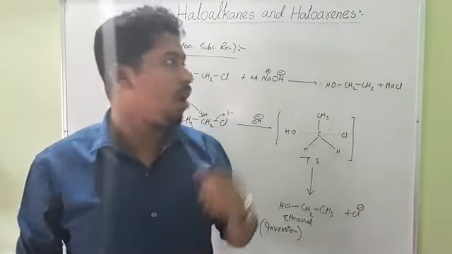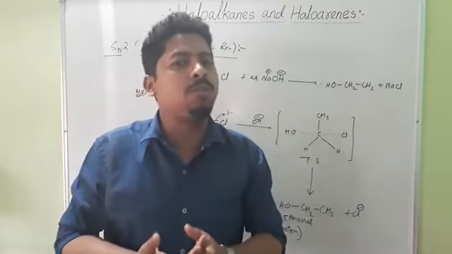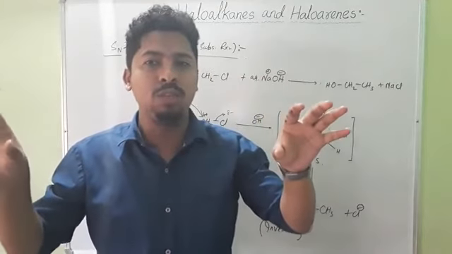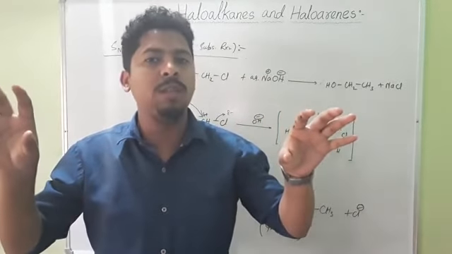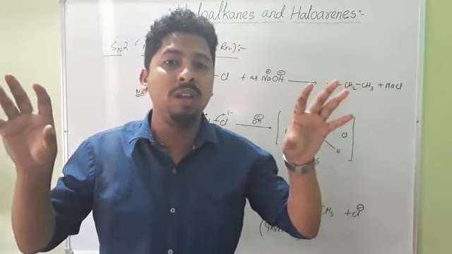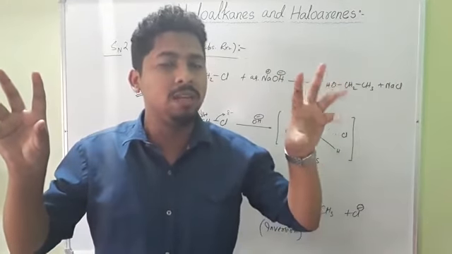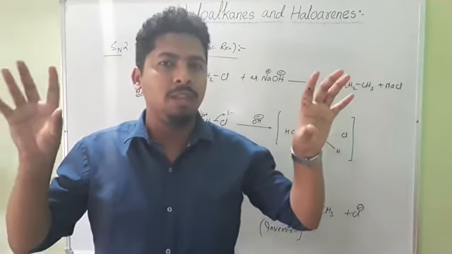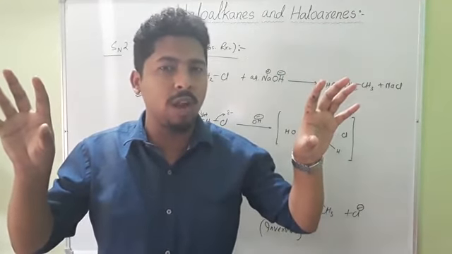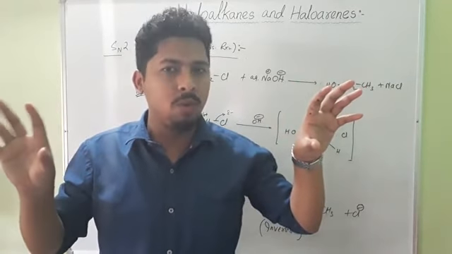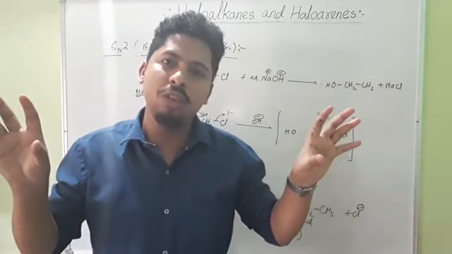After that we discussed nucleophilic substitution reaction. This can take place in two ways: one is SN1 and another is SN2. SN1 means unimolecular nucleophilic substitution, SN2 means bimolecular nucleophilic substitution reaction. SN1 takes place in two steps, SN2 takes place in one step. SN1 involves the formation of a carbocation, SN2 involves the formation of a transition state. SN1 is a slow reaction, SN2 is a fast reaction.